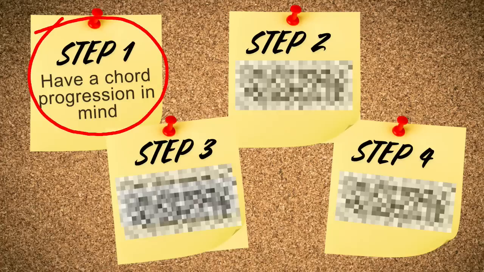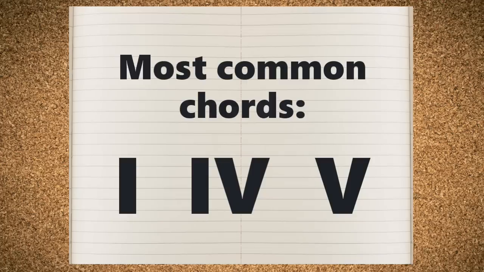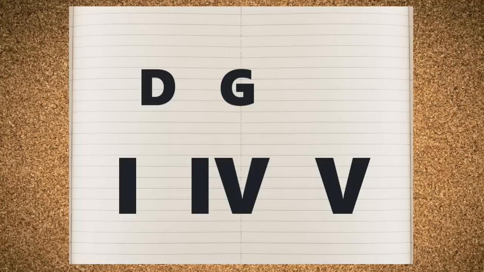Step 1, you should have a chord progression in mind before you start. You could just use a common chord progression from a song that you already know, or you could learn how to create one yourself. Let's do that together right here. It's not that hard. First, you should know that the 3 most common chords in popular music are 1, 4, 5. So if we take the key of D, that would be D, G, A. Why is that? Because if D is 1, then G is 4, and A is 5.